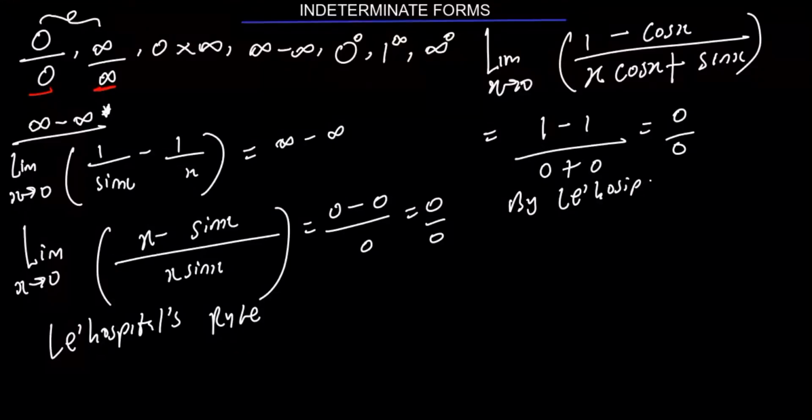By L'Hospital's rule again. Why? It's still giving me 0 over 0, so you have to differentiate again. So what will I have? I have the limit as x tends to 0, this will give me 0.